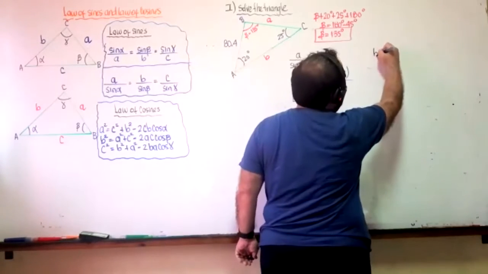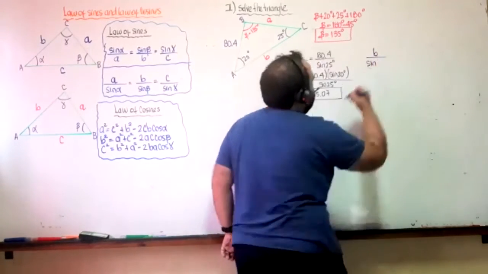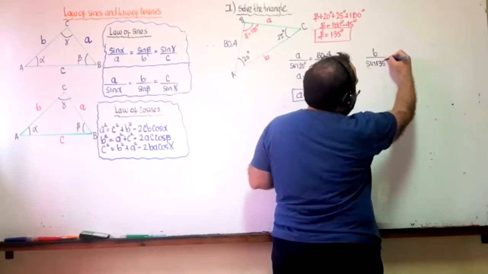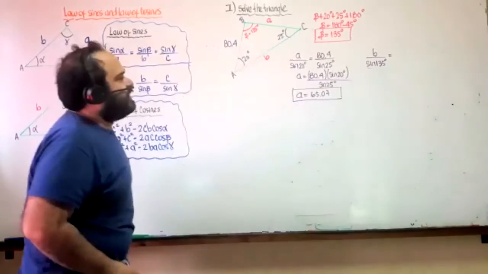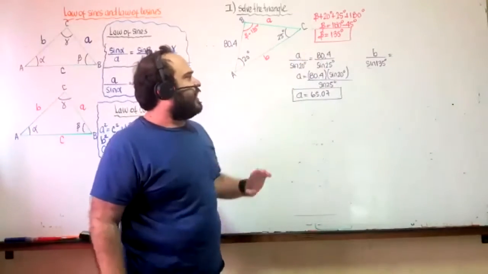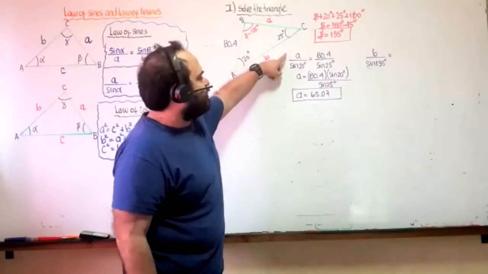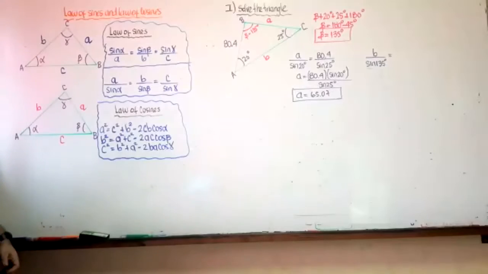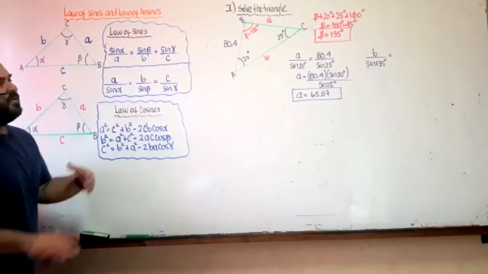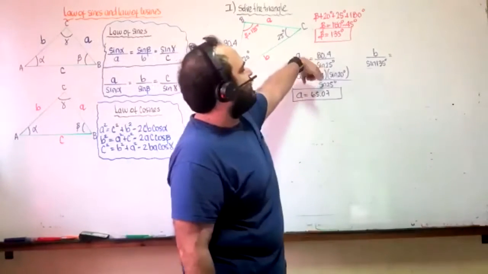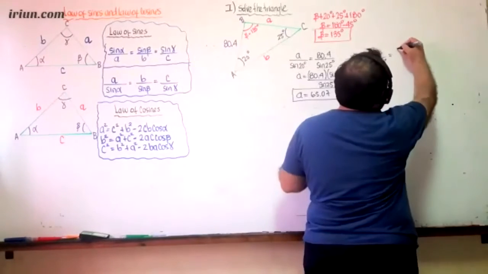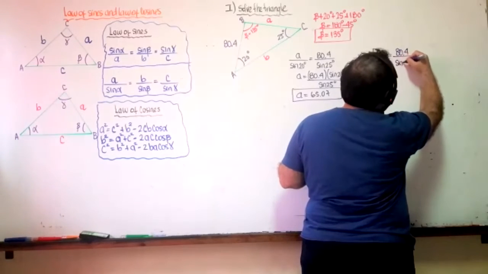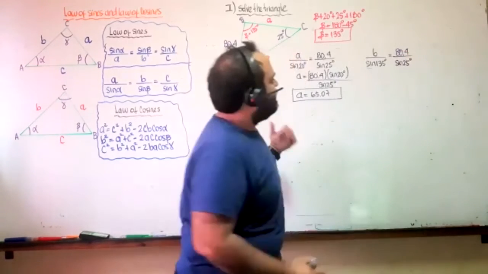Remember the leg B? B over sine of what? The angle in front of B, 135 degrees, equals what proportion? Well, simple. You can use the same proportion used to look for A, or if you wish, you can use the proportion 65.07 over sine of 20. It doesn't matter which one you would like to use. At the end, the result will be the same. But to avoid any confusion, we can use the first proportion that we used to find the leg A, 80.4 over sine of 25. And repeat the process, solving for B.